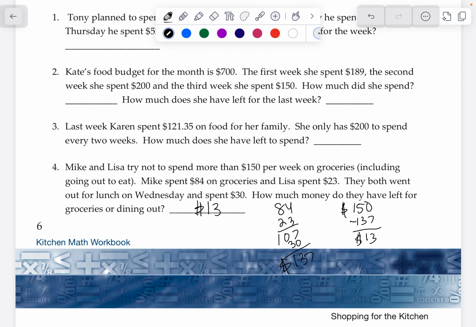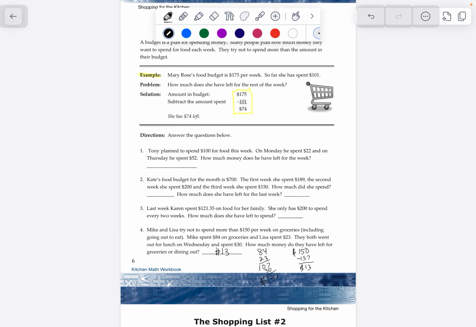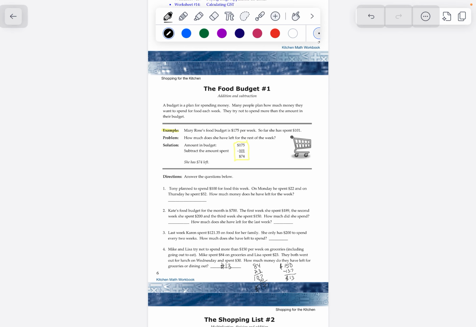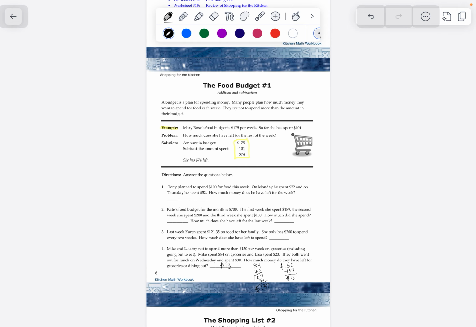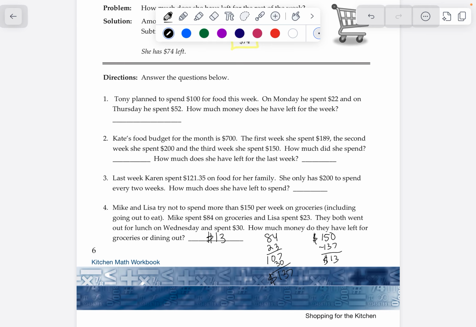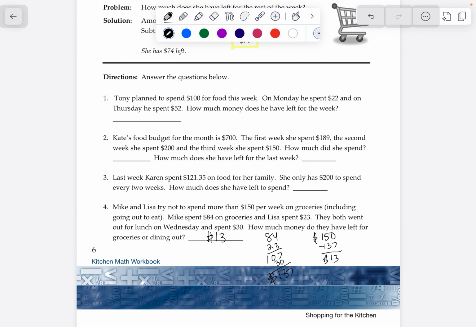So as you do these problems, at the top of your paper put kitchen number 1 or food budget number 1, and then I should see 4 answers on your paper. Okay, and I want to see how you set it up. So even if you use a calculator, please show your setup.